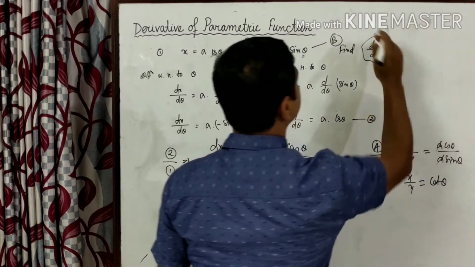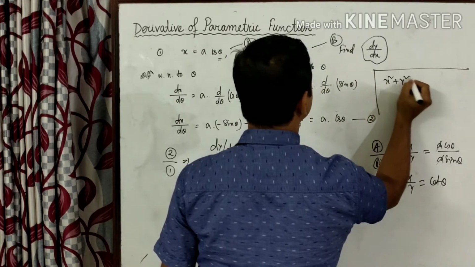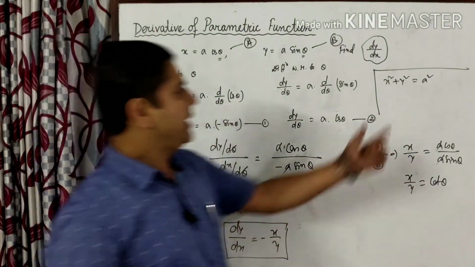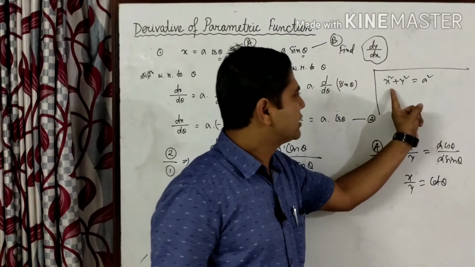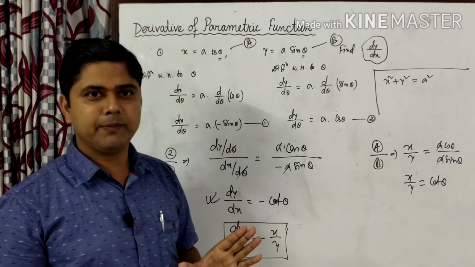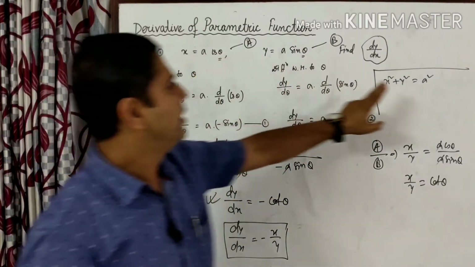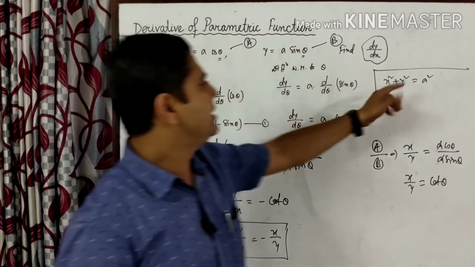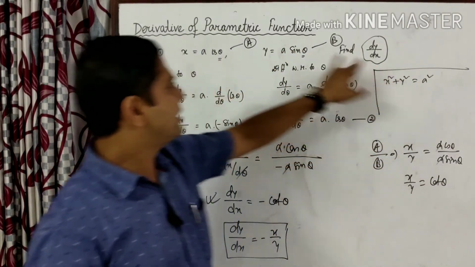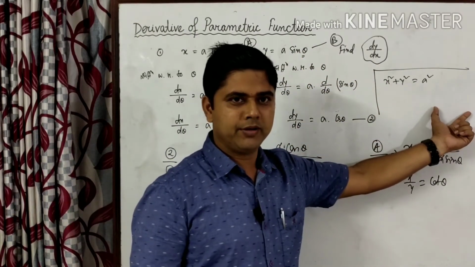Find dy by dx. Suppose the equation is given here: x square plus y square equal to say a square. Find dy by dx of this function x square plus y square equal to a square by using parametric function. Then in place of x what will you put? a cos theta, and in place of y, a sin theta, is equal to a square. What you put gives a square, so this is the parametric form of this equation, and you have to verify it once.